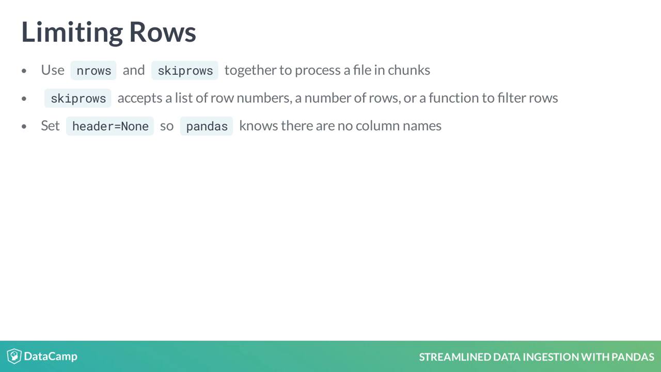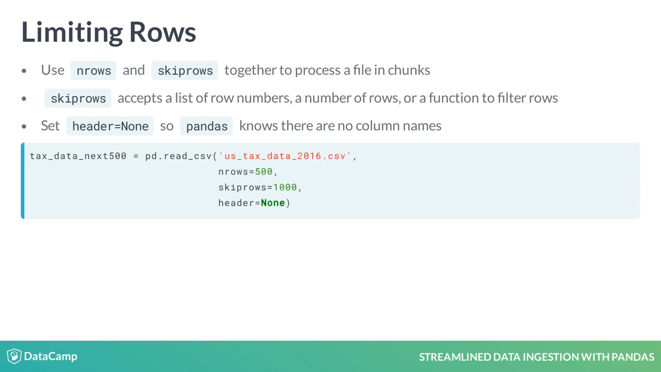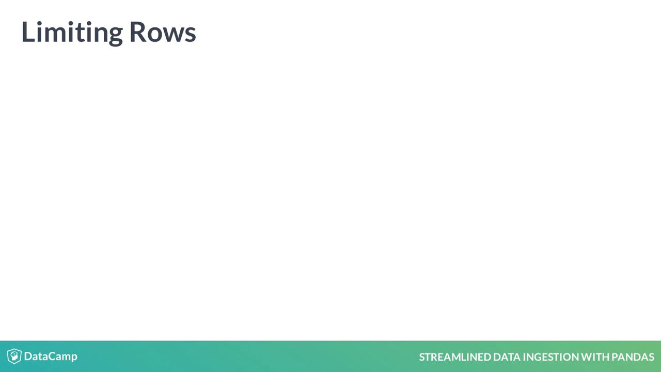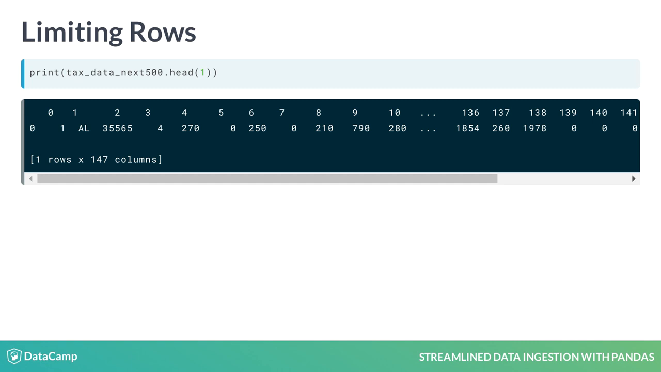Let's get rows 1000 to 1500. Like before, we use nrows to specify how many rows we want, but add that skiprows equals 1000. We skipped the header row, so we also specify there isn't one here. Checking the head of the data frame, we see there are no column names. Let's fix this.